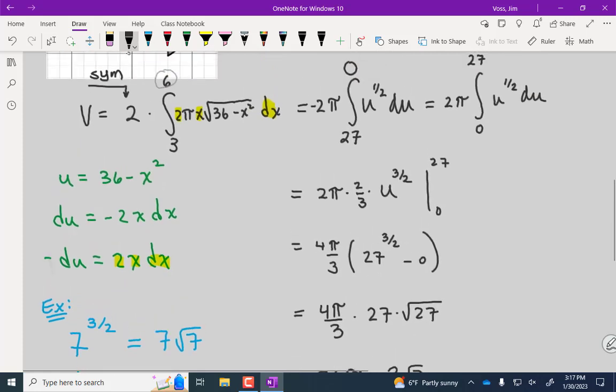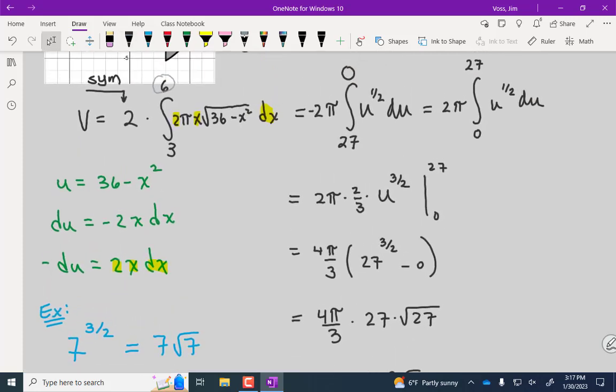I'm stuck on the green part at the top. So I see why you choose the u, but then on the du, why is it negative 2? So what's the derivative of 36? Oh, it's because we're taking the derivative of u here to get down here. Oh, yeah. Can you walk through it?